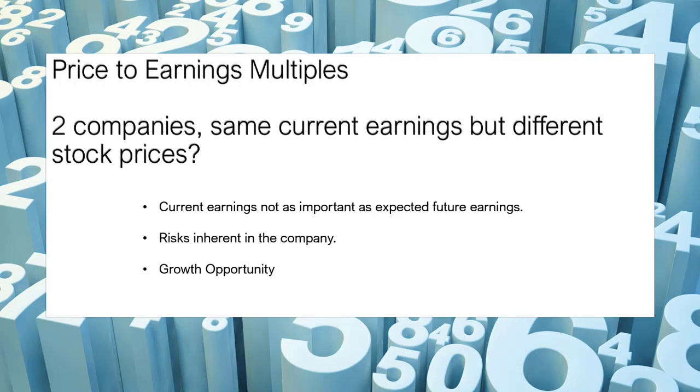Now, investors use these estimates for earnings to help make a determination on the price or the value of the stock. So they call this the price to earnings ratio, but sometimes the value of the stock is actually going to be higher than the price to earnings. In other words, we might have two companies and they have the same earnings, but they have different stock prices. What could cause this? Well, first of all, current earnings are not as important to an investor as expected future earnings. So even though you have two companies that made the same amount this year, people may expect different results in the future. There's also risks that are inherent in the company.